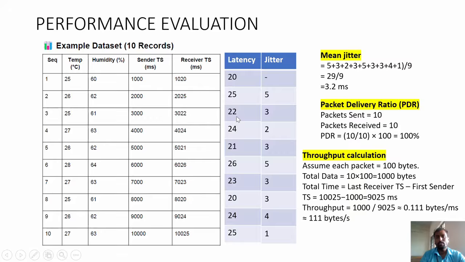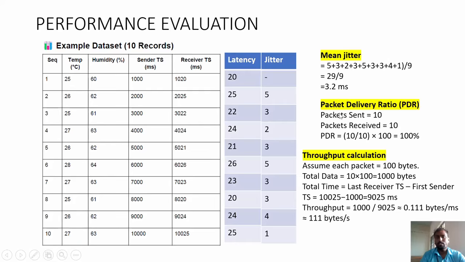Next, 24 minus 22, which is 2. 21 minus 24, which is 3. 26 minus 21, which is 5. 23 minus 26, 3. 20 minus 23, 3. 24 minus 20, 4. 25 minus 24, 1. So we have got 9 jitter values from a data set of 10. To identify the mean jitter, sum up all these 9 values and divide by 9. So 29 divided by 9 is 3.2 milliseconds.